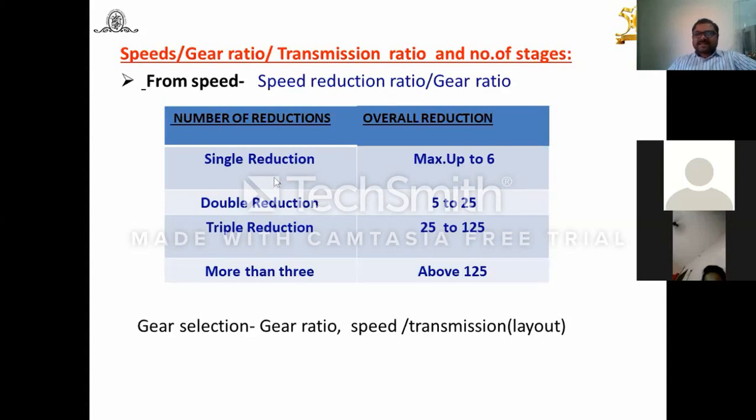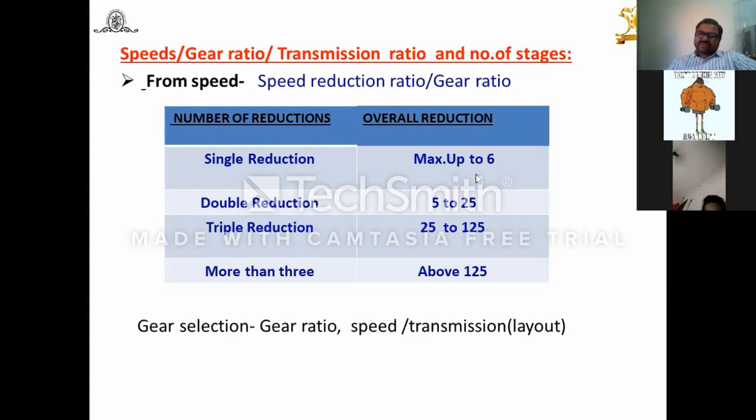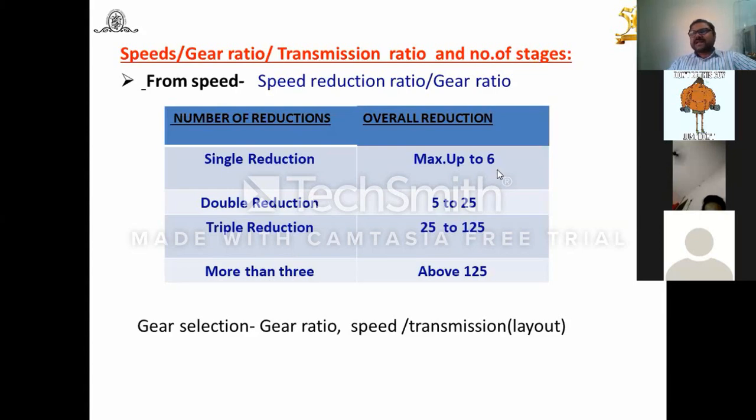But in single stage reduction, the maximum reduction is up to 6 for all types of gears. Now there are basically 4 types of gear: spur, helical, worm and wormwheel, and bevel. In many books you will find the worm gear can be used, but how much is the maximum reduction possible in each stage? It should not be greater than 6. In helical gears also, in books up to 8 is given, but you don't go beyond that limit. It should be less. For single reduction, up to 6 is the standard practice.